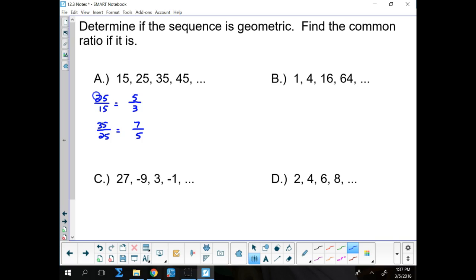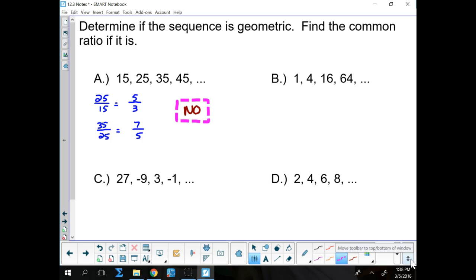We'll go a little extension problem here: is that one arithmetic? Yes, and what's my common difference then? 10. I'm adding 10 every time. So it might not be geometric, but it could be arithmetic. If it's not geometric and not arithmetic, it could be something else. You know, there might be some other pattern that we see. Okay?